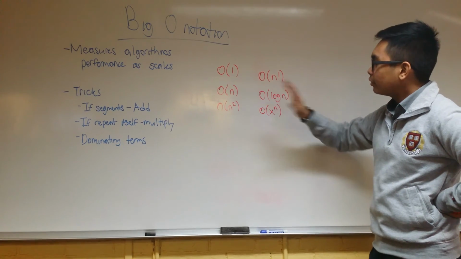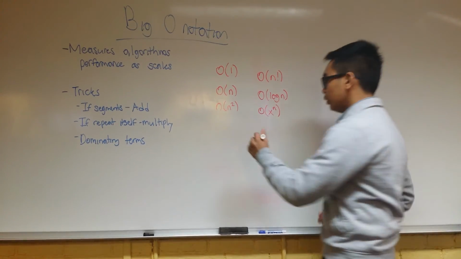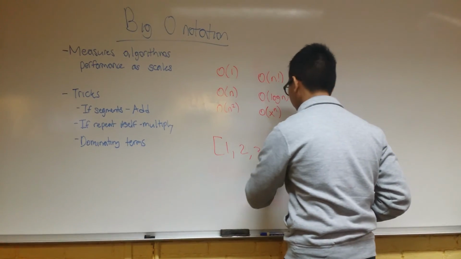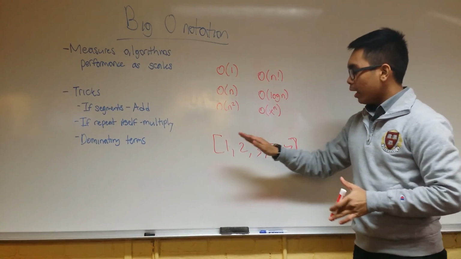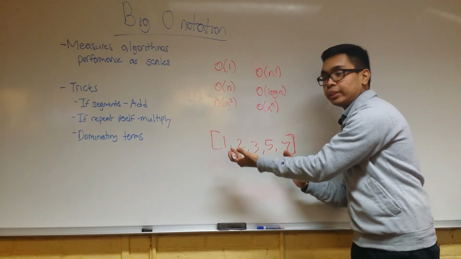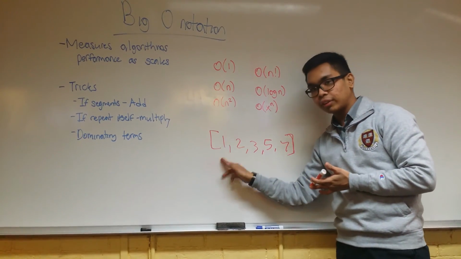Up here on the board I have 6 of the most common algorithm runtimes. For example, O of 1. Let's say we want to search through this list and just return the first element. No matter whether this list was 1 billion entries or only 5 entries, this would always be O of 1 because we only have to look at the first index.